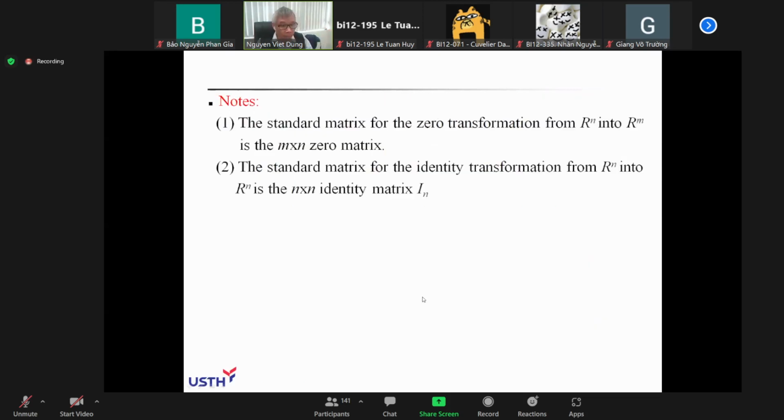And the examples, the very simple ones: the standard matrix for the zero transformation from Rn into Rm is always the m by n zero matrix. And also the standard matrix for the identity transformation from Rn into Rn is the identity matrix of order n.